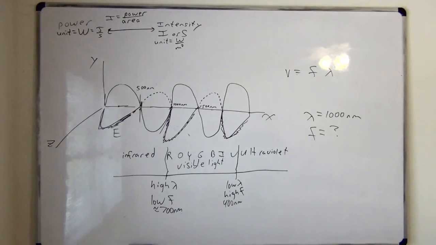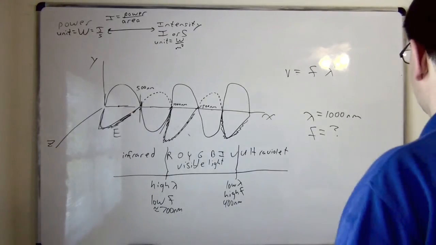Okay. So we're starting with frequency, so it's going to be 3 times 10 to the 8 meters per second times 1 over 1,000 nanometers, which is 1,000 times 10 to the negative 9. So that's your frequency. Okay, excellent.